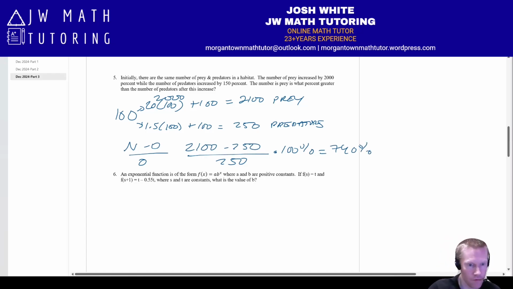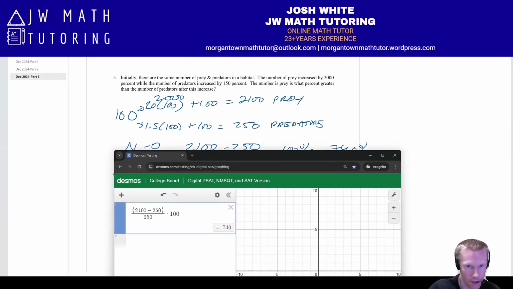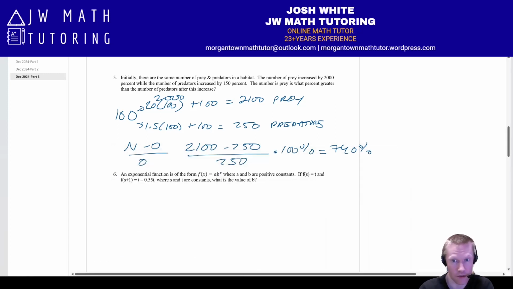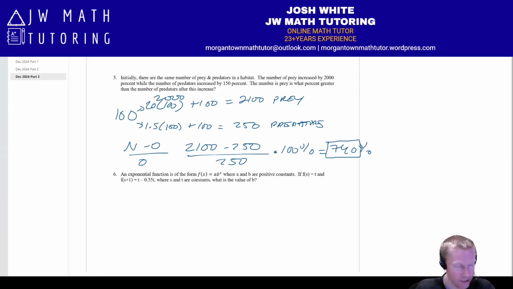And we can just confirm that this is the correct answer, because if I had 250 as my starting value, I multiplied that by 7.4, and then I added that to 250, do I get 2100, the number of prey, as my ending value? In other words, is 2100 740% more than 250? And the answer is yes, it is. So that just confirms this correct answer. So what you would grid in, most likely, depending on how it's worded, is just the 740, and that's it.